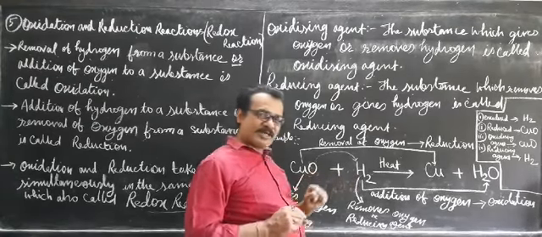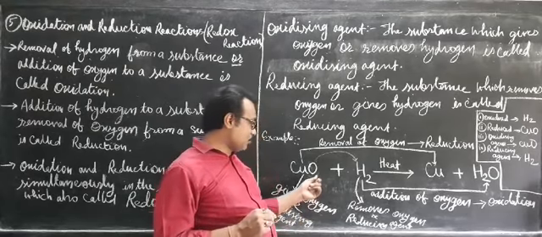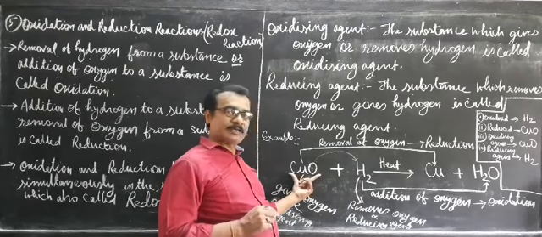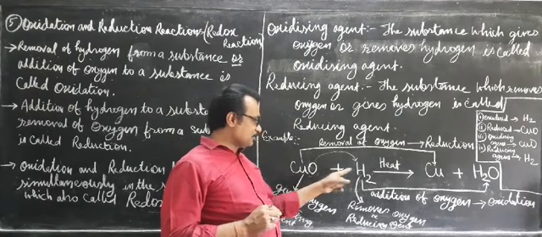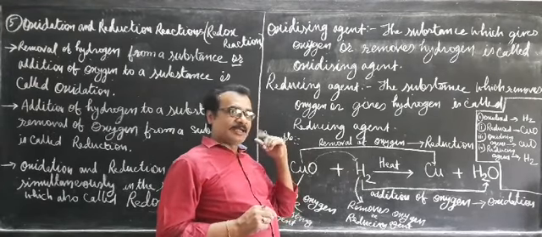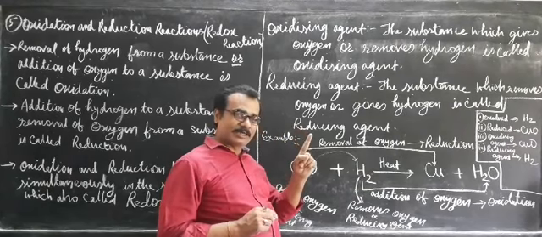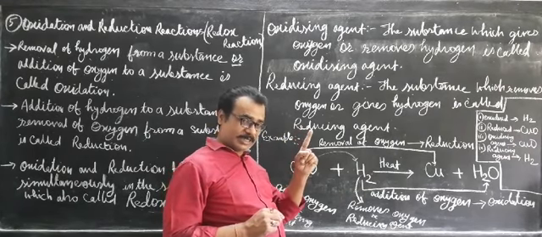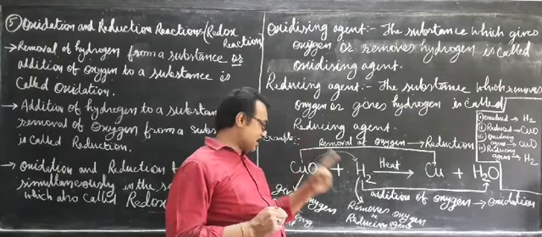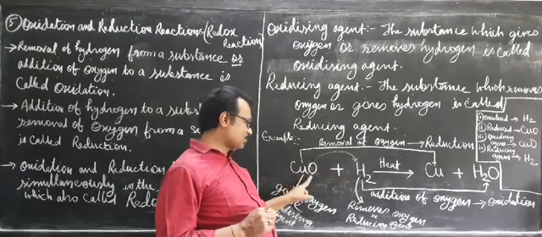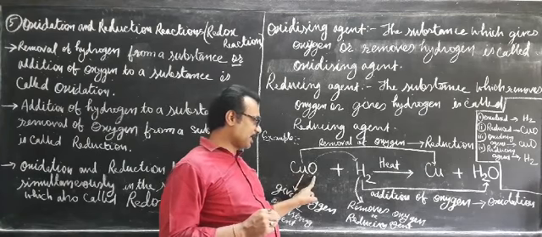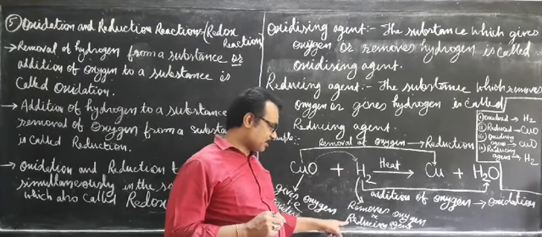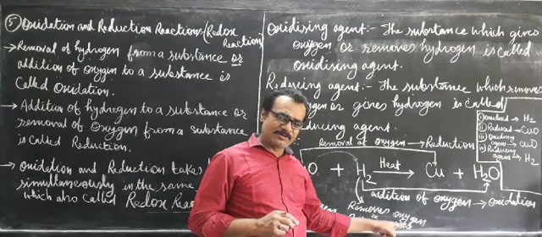And what is hydrogen doing? Hydrogen is removing the oxygen from this copper oxide. Any substance which removes the oxygen is known as a reducing agent. So hydrogen removes the oxygen from this copper oxide. That's why this hydrogen is nothing but a reducing agent.